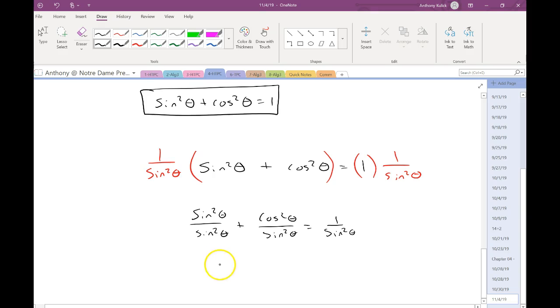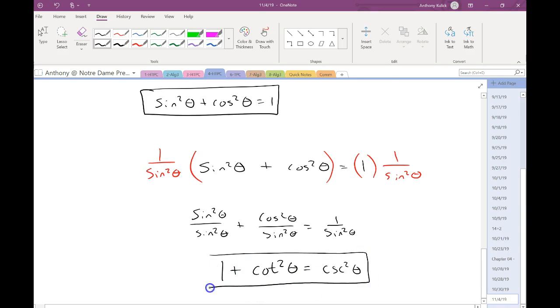1. I recognize cosine theta over sine theta is cotangent. So cosine squared over sine squared is going to be cotangent squared. Similarly, I know that 1 over sine theta is cosecant. So 1 over sine squared theta is cosecant squared theta. That'll be the second version.